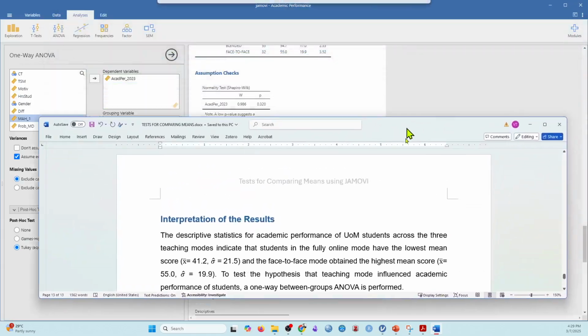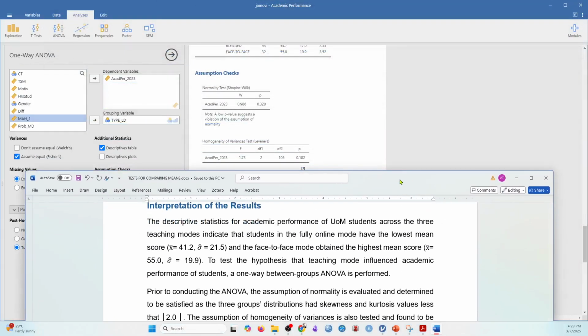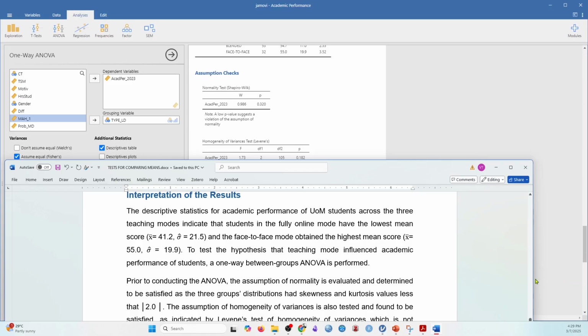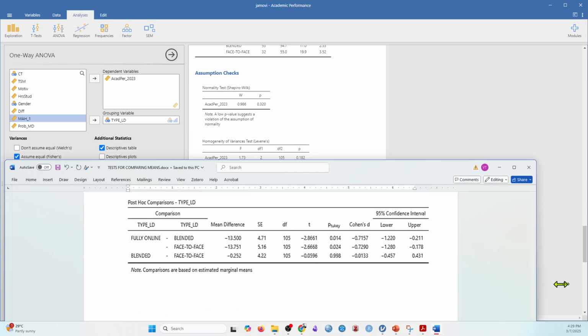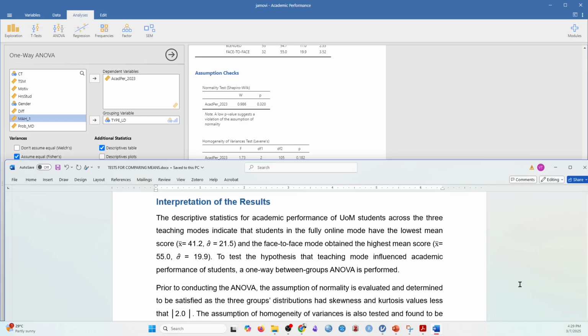And let me find a way to just show both on screen. And I hope that's readable.